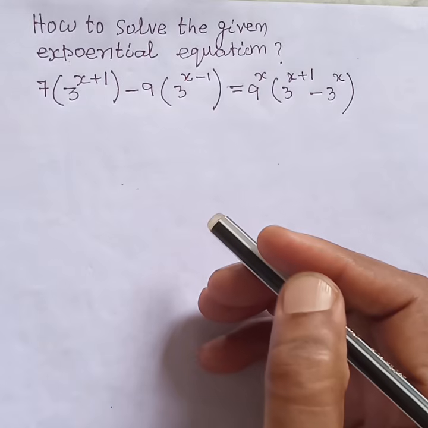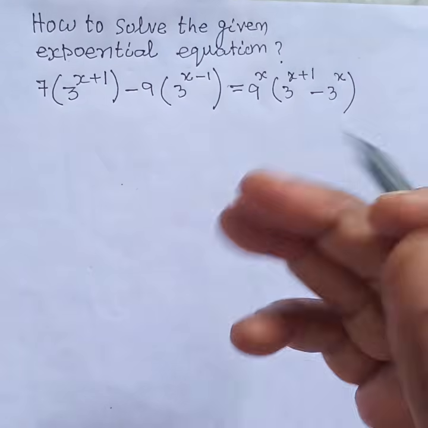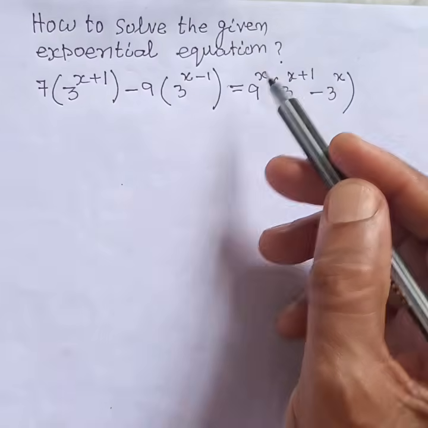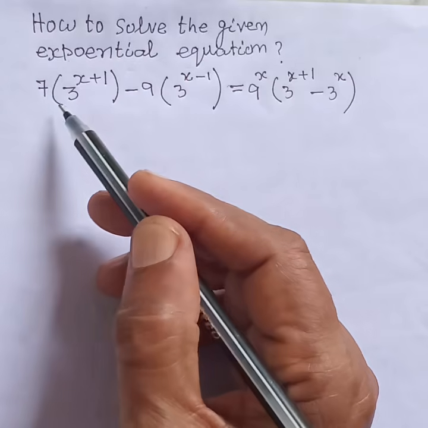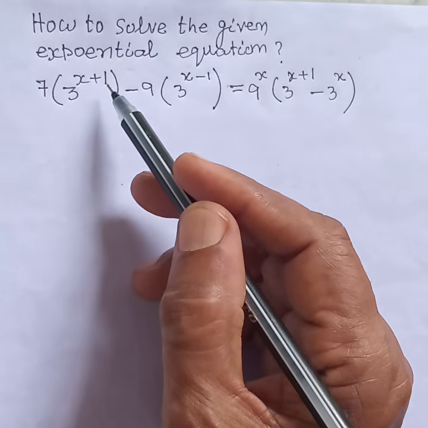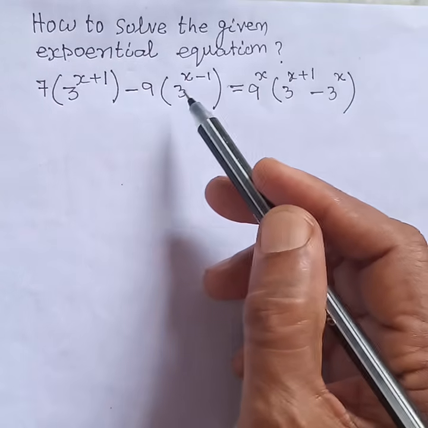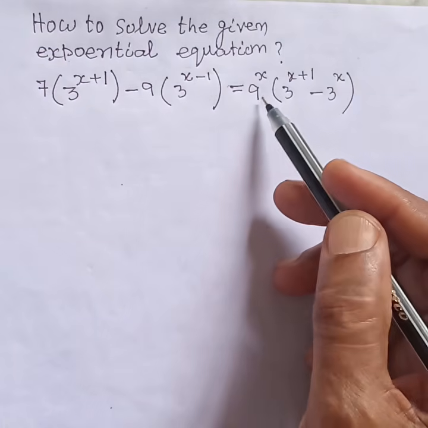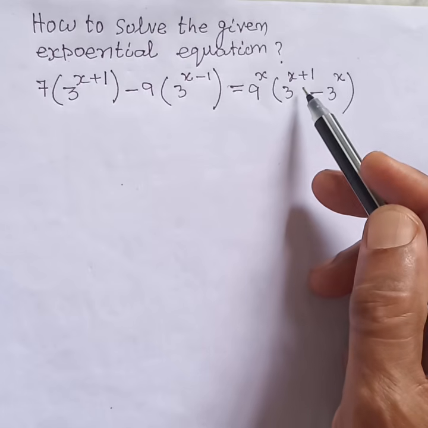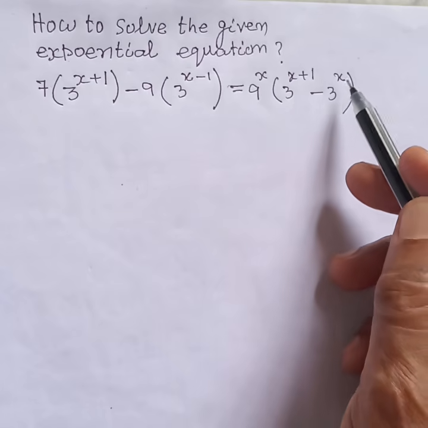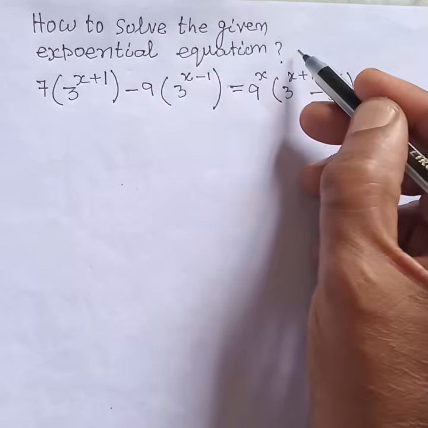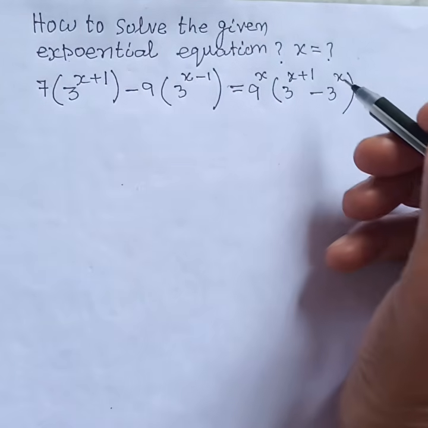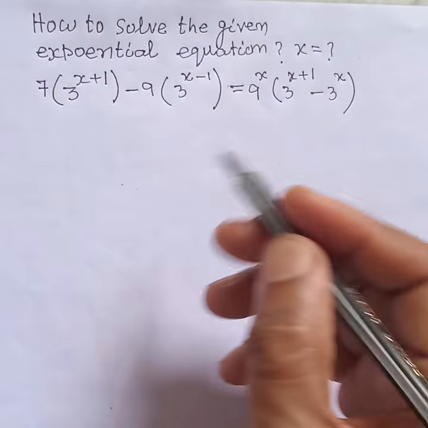Hello everyone. How to solve the given exponential equation, which is 7 times 3 to the power x plus 1 minus 9 times 3 to the power x minus 1 is equal to 9 to the power x times 3 to the power x plus 1 minus 3 to the power x. What is the value of x? Now, solution.